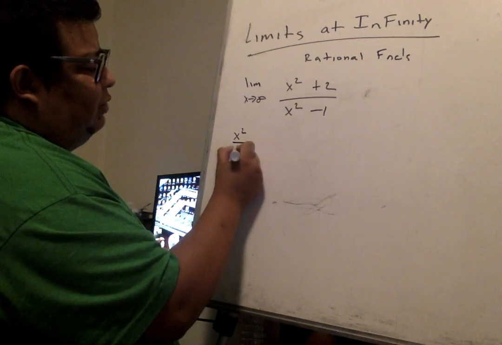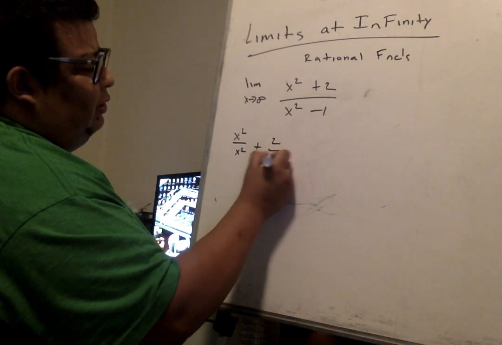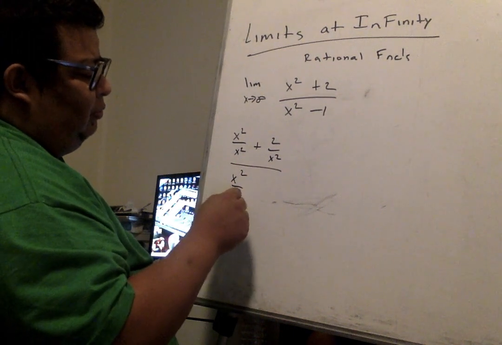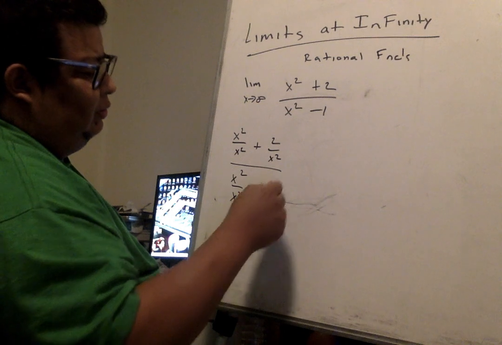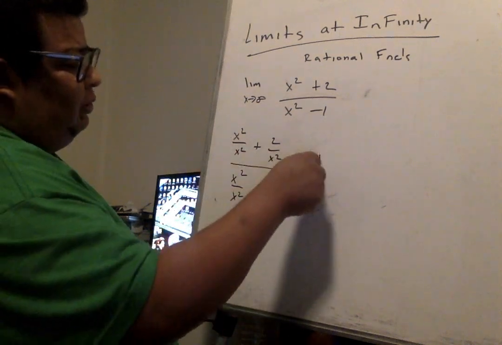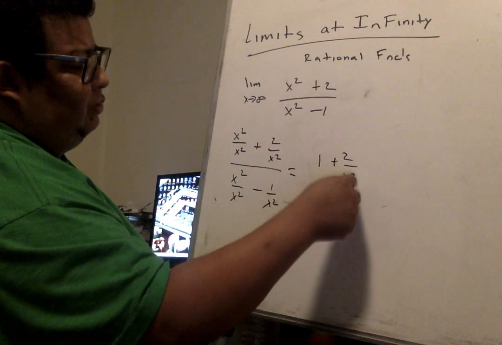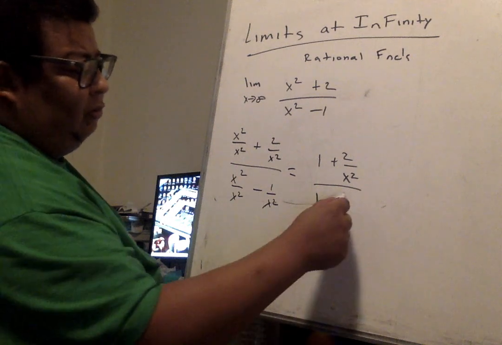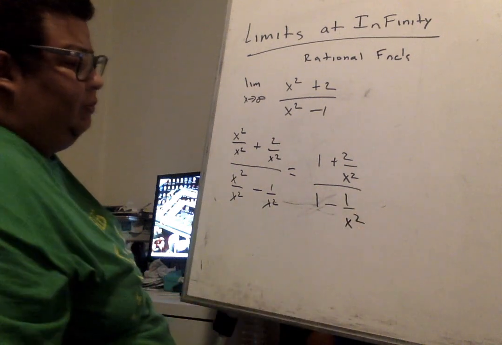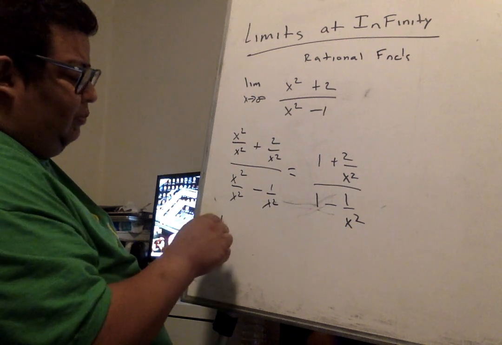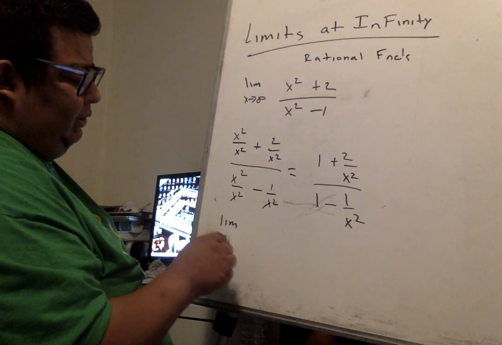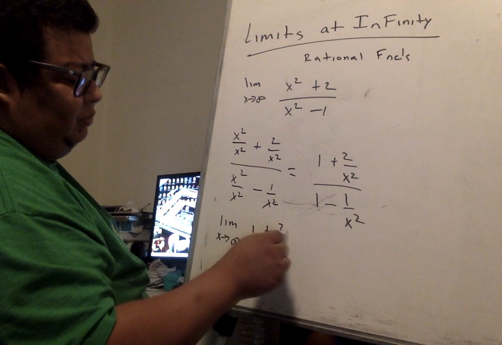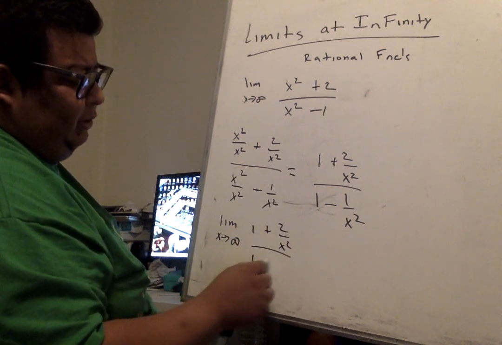So x squared over x squared plus 2 over x squared, all over x squared over x squared minus 1 over x squared. That becomes 1 plus 2 over x squared, all over 1 minus 1 over x squared. Now we take the limit as x approaches infinity of the term that we found.